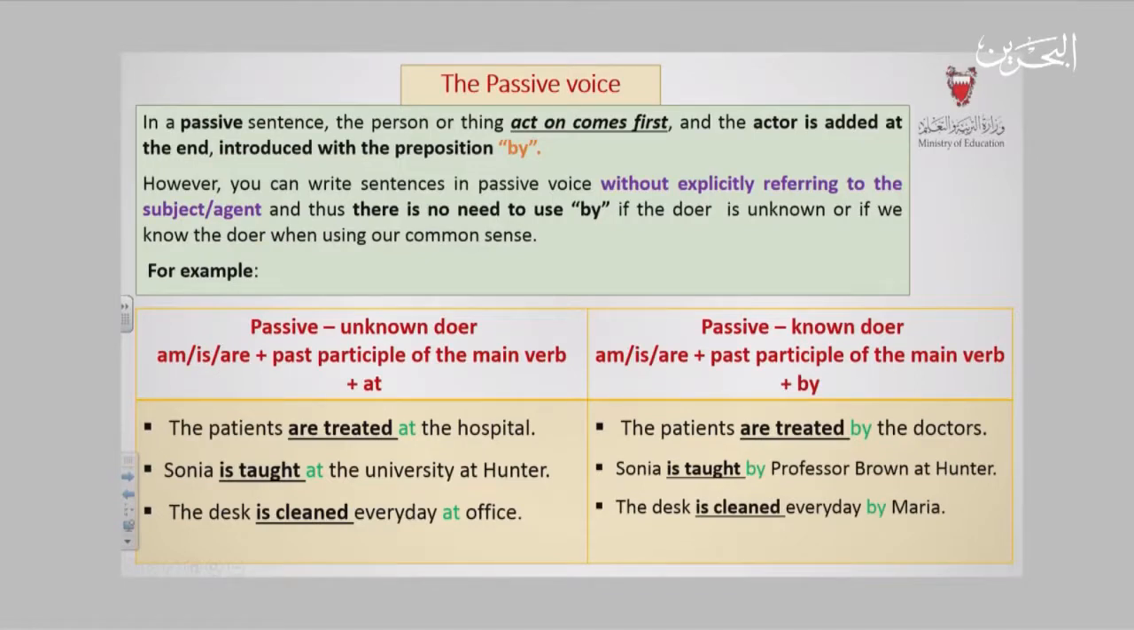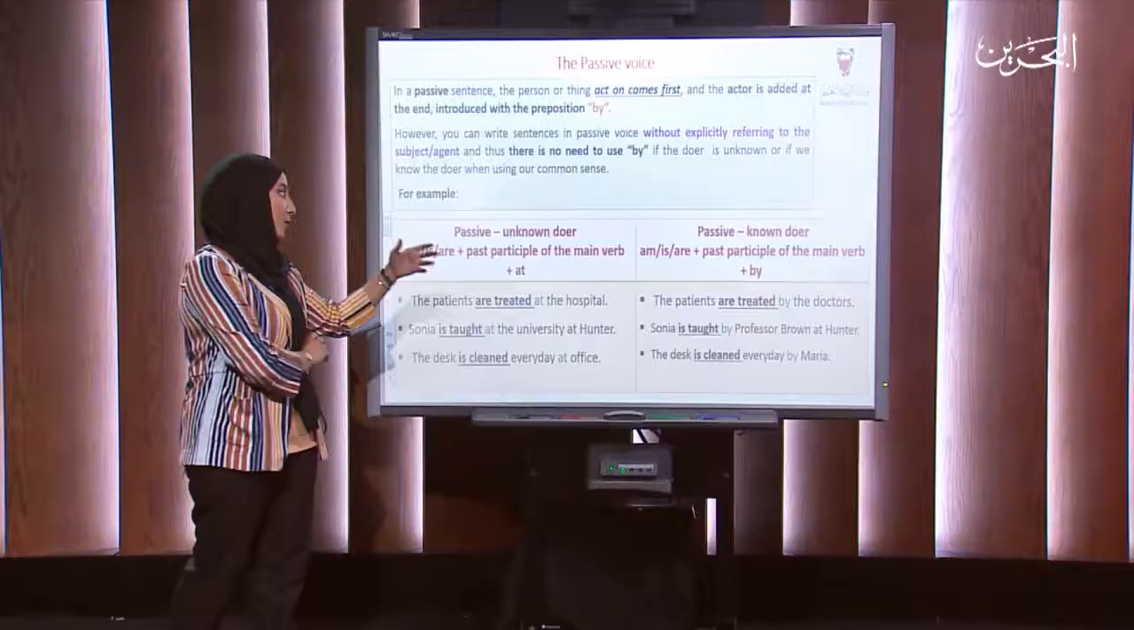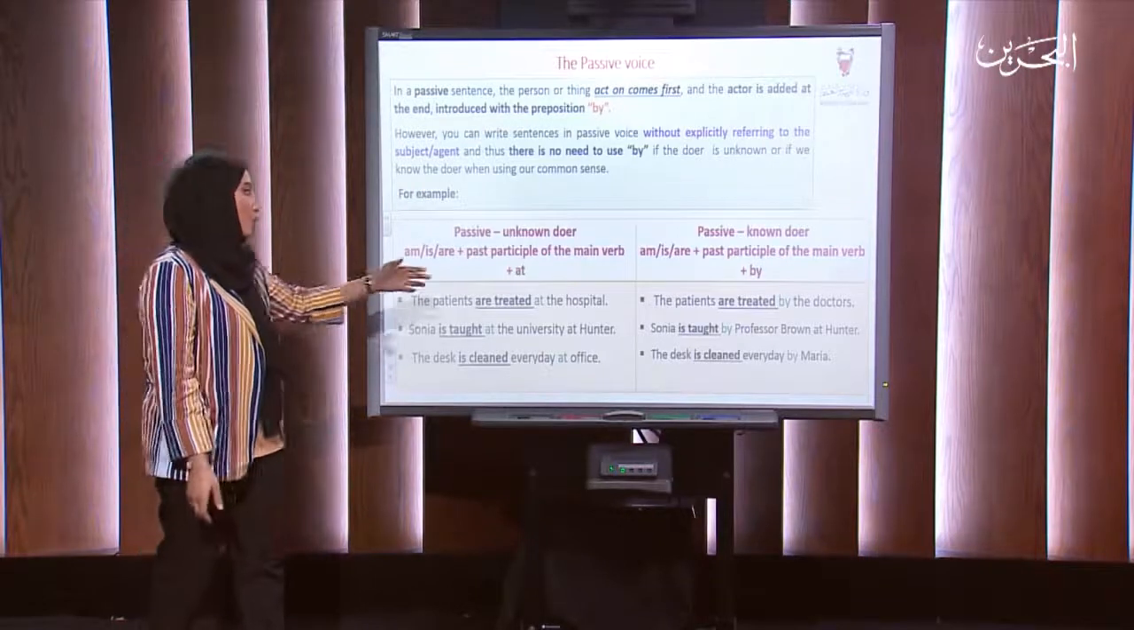Similarly comes the other examples. Now, Sonia is taught at the university at Hunter. So here, I generally said that it's at the university. But if I want to be more specific, I named the professor. So Sonia is taught by Professor Brown at Hunter. The third example, the desk is cleaned every day at the office. But if I want to be more specific, I would say the desk is cleaned every day by Maria. So if you want to be more specific, you identify the doer by using by, whereas if the doer is unknown, but it's common sense, we use at.